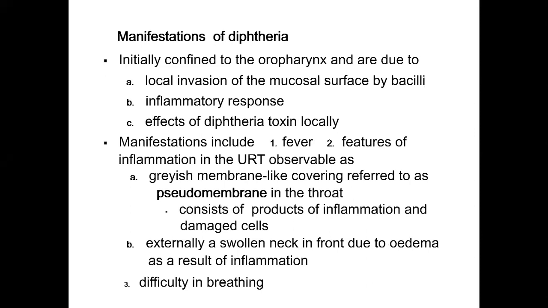So the diphtheria as an illness, how does it manifest? Initially, it is confined to the oropharynx, and that is the upper respiratory tract and the part close to the mouth. And the manifestations are due to the local invasion of the mucosal surface by bacilli. And because of the presence of the bacilli, the body responds by mounting an inflammatory process to try and eliminate the infection. And also at that site, the organism multiplies and produces the bacterial toxin, which acts on the cells at that surface. So you have the bacterial toxin acting, and we have the inflammatory response also. And all that is in the mucosal surface at the site of infection.